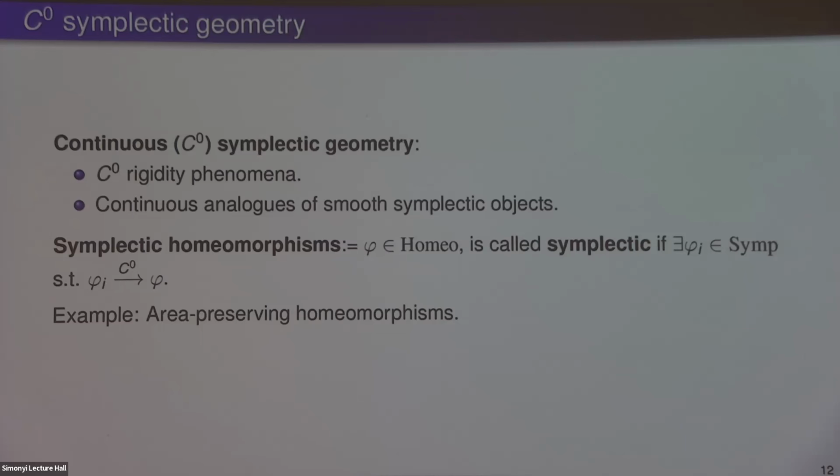Is it obvious those are examples? Okay, so maybe not entirely. There's a lemma one needs to prove, that every area-preserving homeomorphism can be approximated by area-preserving diffeomorphisms. This is known to be true. It was known already probably at the time of Fathi. So that's a lemma. Very good question.